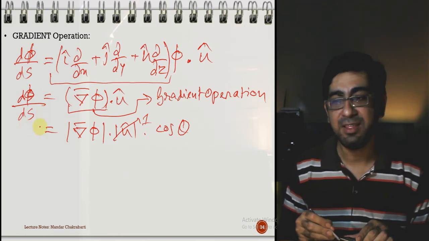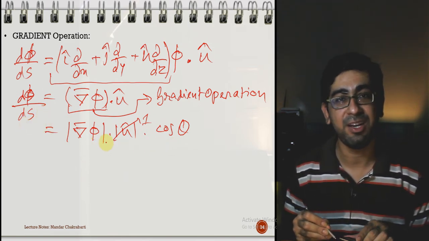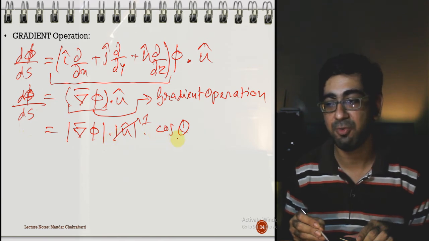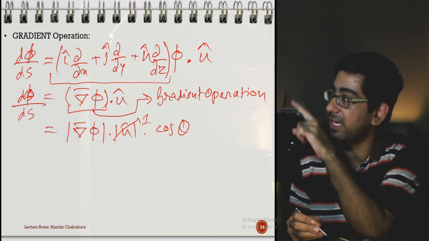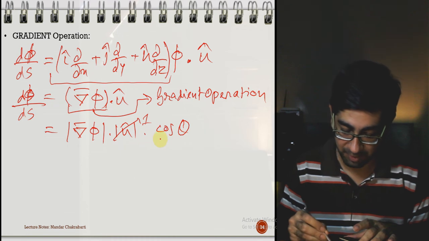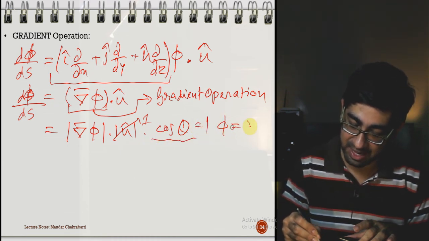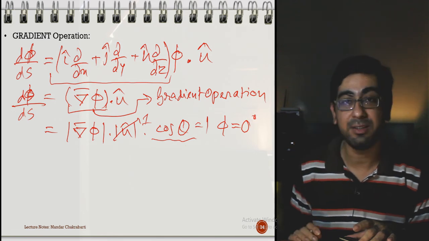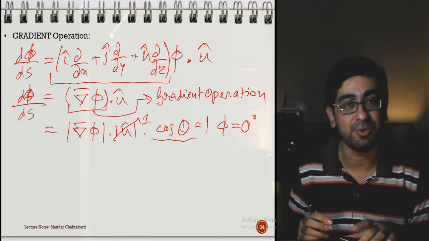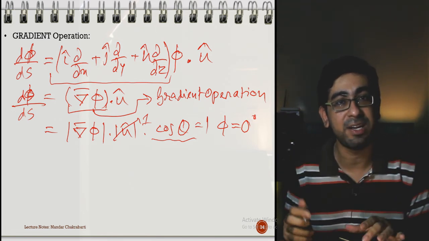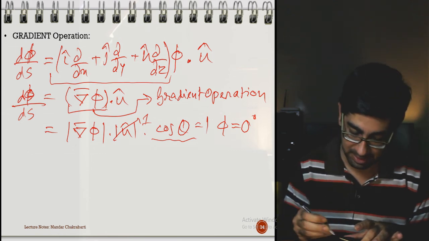And can you tell me when this would be a maximum value? This would be a maximum value when cos theta is equal to 1. So, if cos theta equals 1, that means theta equals 0 degrees. So, if theta equals 0 degrees, then the two of them are pointing in the same direction.